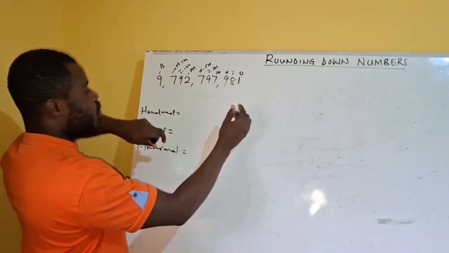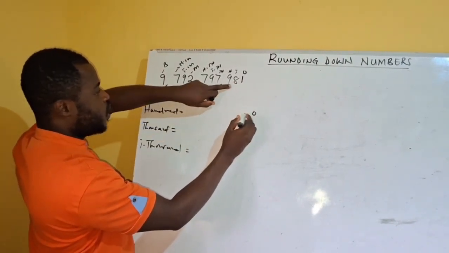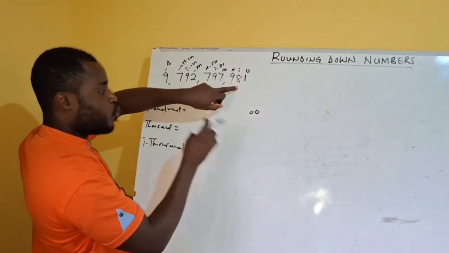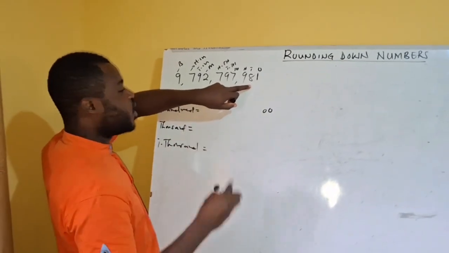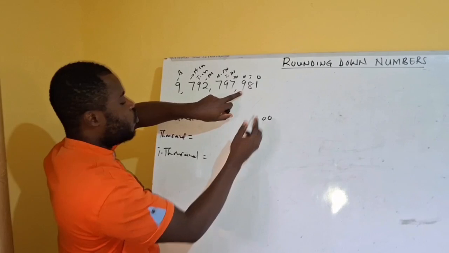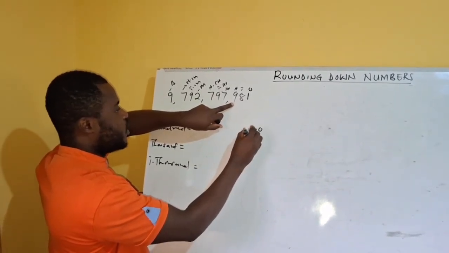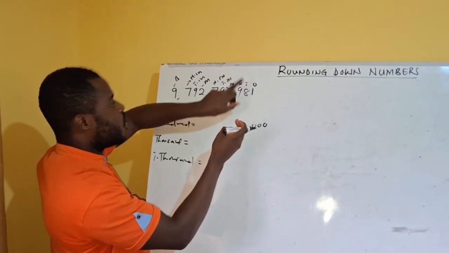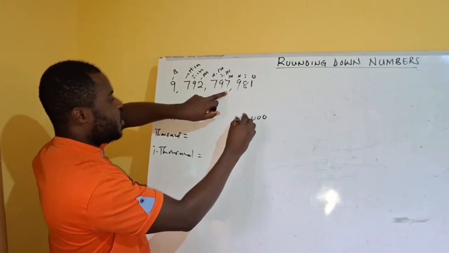So quickly, the 1 will be 0. Now the 8 will be 0. We are supposed to end on this 8 to make it 2 zeros, but the 8 is a roundable number. So we carry 1 here to make it 10. We don't write all the 10. We write 0 here, and the remainder 1, we carry it here to make it 8.